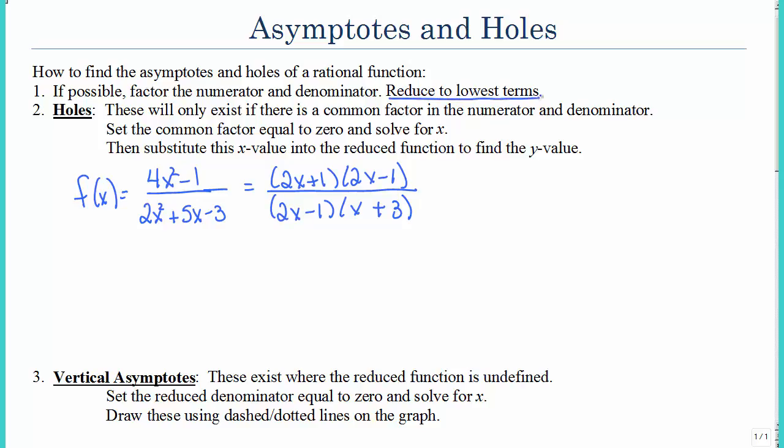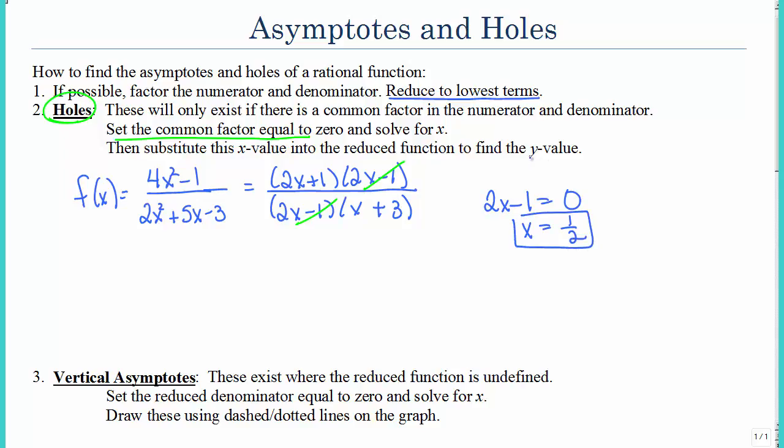And we want to reduce this to lowest terms if you can, and notice that they have a common factor of 2x minus 1. That's where you can have a hole in the graph. If you have a common factor, there is going to be a hole, not an asymptote, which we would represent by a dashed line, but this is actually a very small hole in the graph. So we want to set that common factor equal to 0 and solve for x. Now that is where the hole will be.